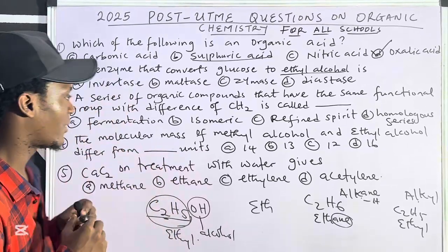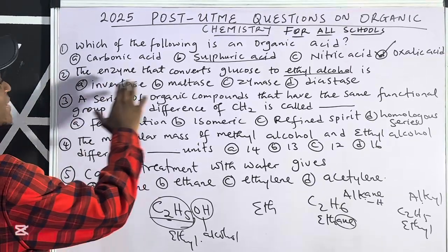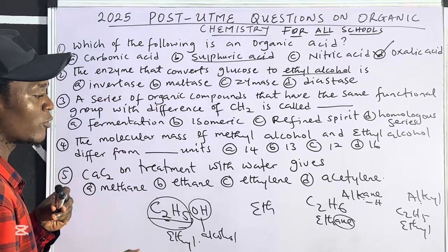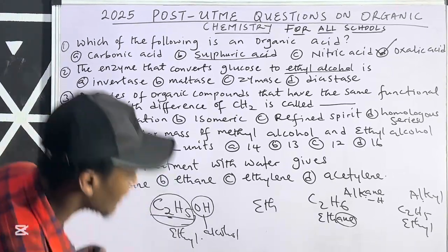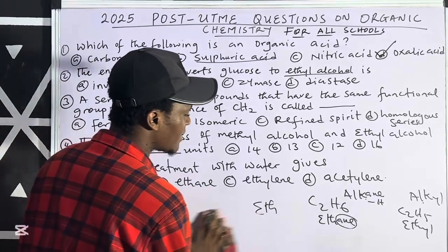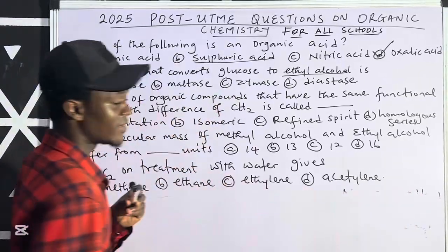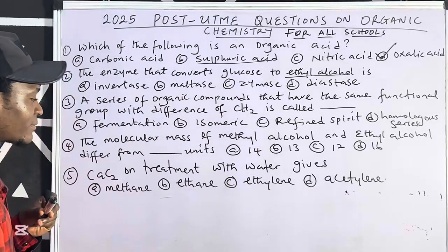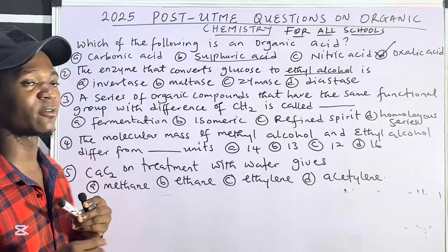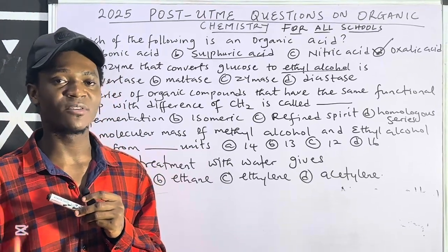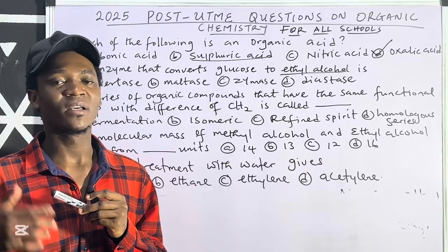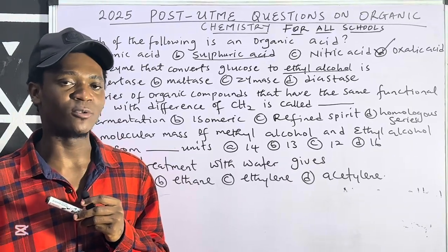Just like that. Alright. So they said the enzyme that converts glucose to ethyl alcohol, which is also known as what? Ethanol. Remember that there was a time I treated fermentation in this channel. What is fermentation? A slow microbial decomposition of a large giant organic molecule catalyzed by a series of enzymes, releasing what? Ethanol and CO2.